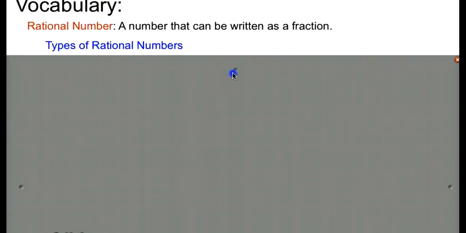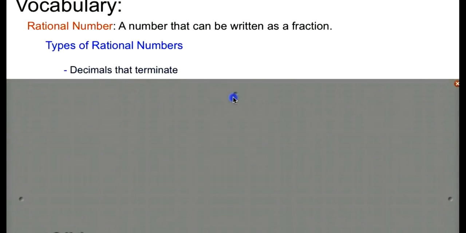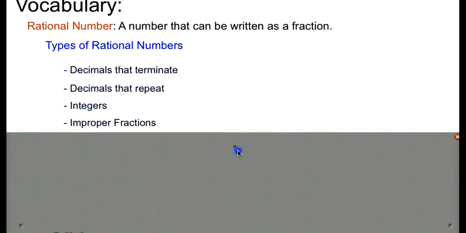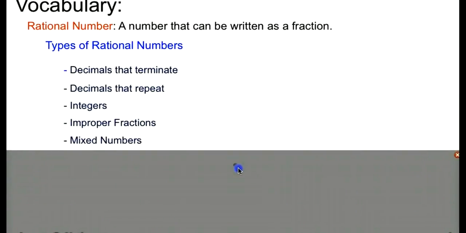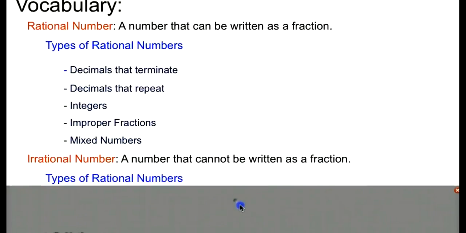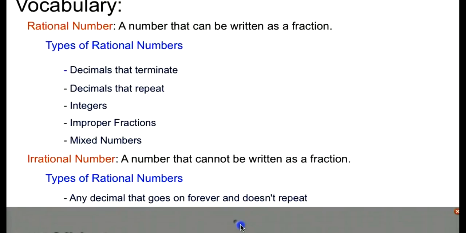ratio, hence rational number. Types of rational numbers: decimals that terminate, decimals that repeat, integers, improper fractions, mixed numbers. An irrational number is a number that cannot be written as a fraction or a ratio. Types of irrational numbers: any decimal that goes on forever and doesn't repeat.